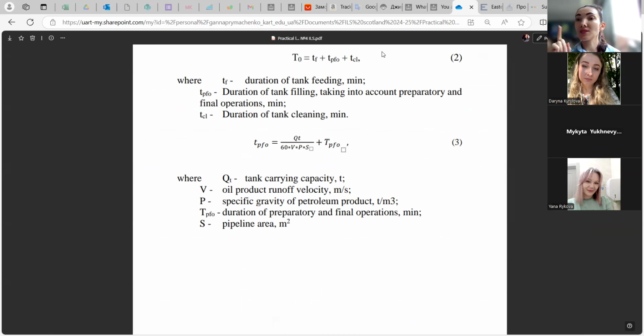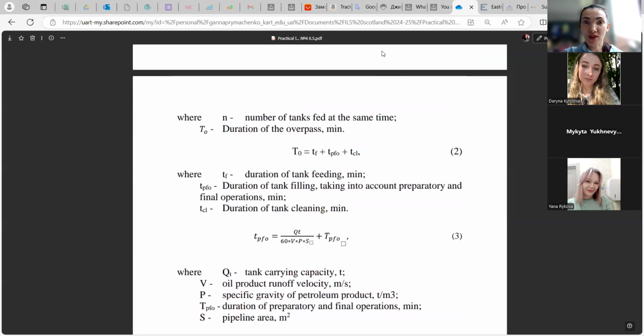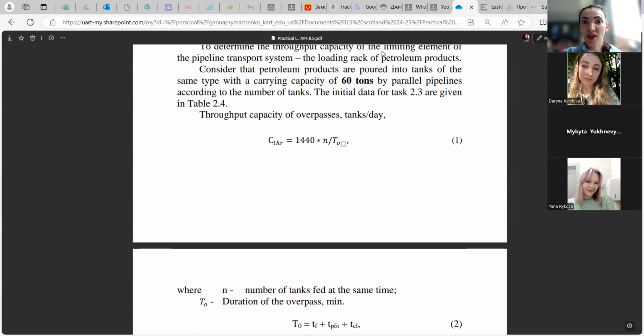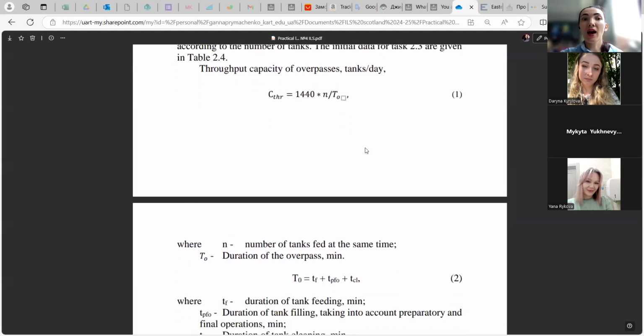And we have the last of our formulas for this task. So we can do it very fast. It is our first formula. It is the throughput capacity of the overpass. How many tanks in a day? Such a parameter is not in hours. We need to find it in days.